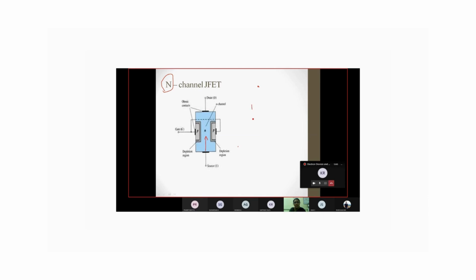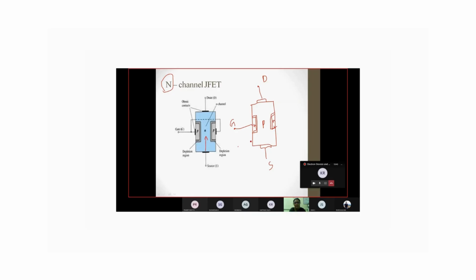See, you have to use one p-type bar, p-type semiconductor, and n-type impurities are embedded like this. So this is your gate. This is N, and this is also N. Both are connected together internally, and a common terminal will be taken for the gate. That is G. And on this side you see this is the drain, and this is going to be the source.